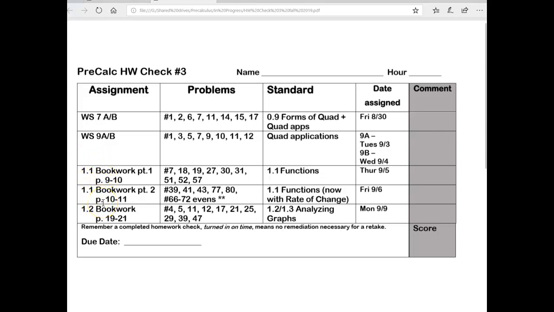The book assignment today is called 1.2. Dang it. Oh, you have the wrong one. Oh, no. There's no way to fix this. Fix it. Okay. So this is the last item in your homework check.